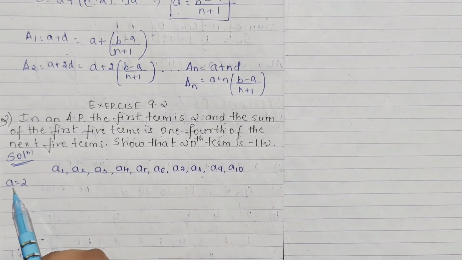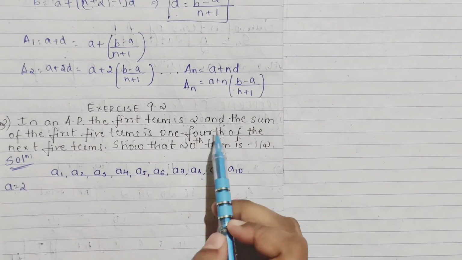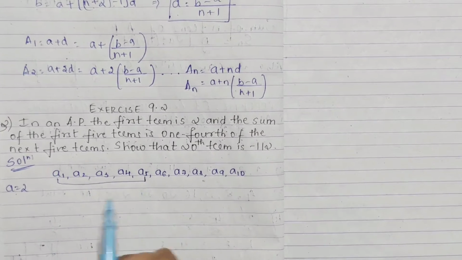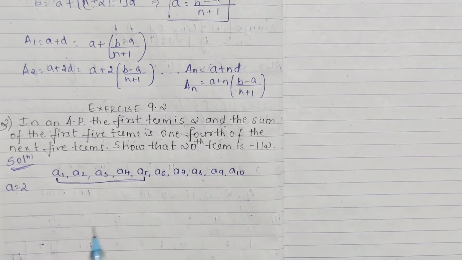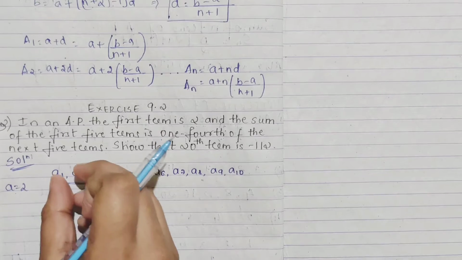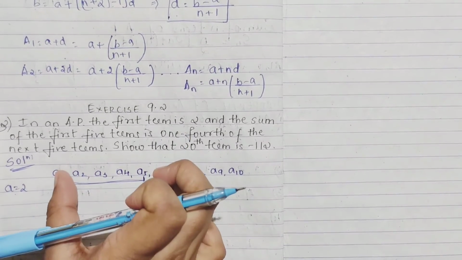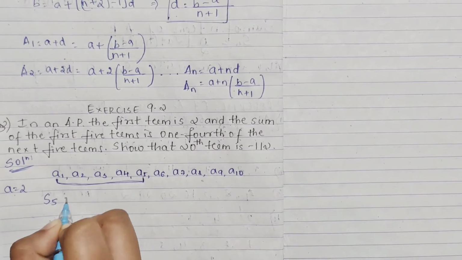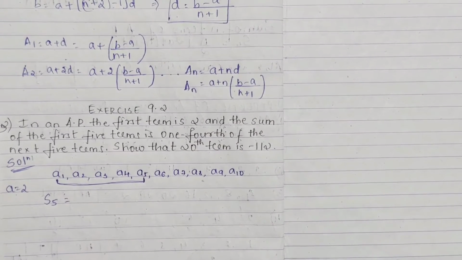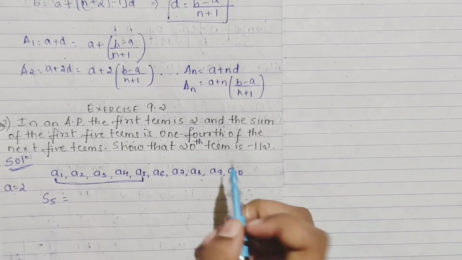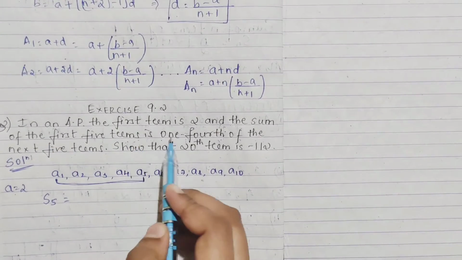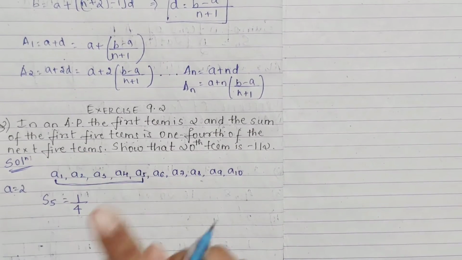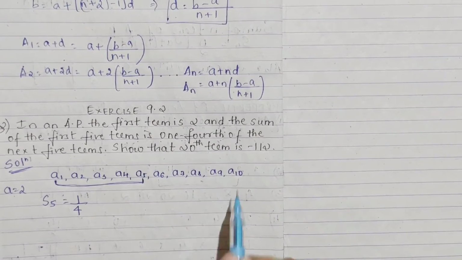So here what they are telling: first term they have given, and they are telling the sum of the first 5 terms. See, sum means it will not be only for one term or two terms, it will be the full sum. Now first 5 terms means the sum of the first 5 terms. So S5, the sum of the first 5 terms, is equal to 1/4 of the next 5 terms.